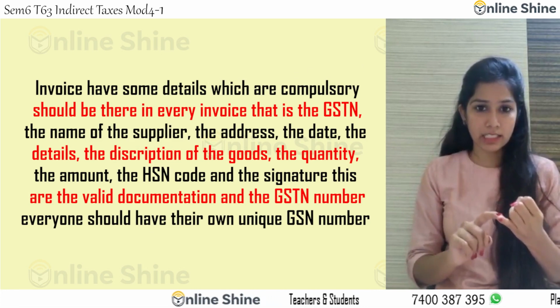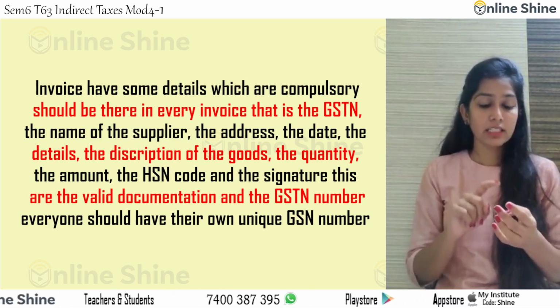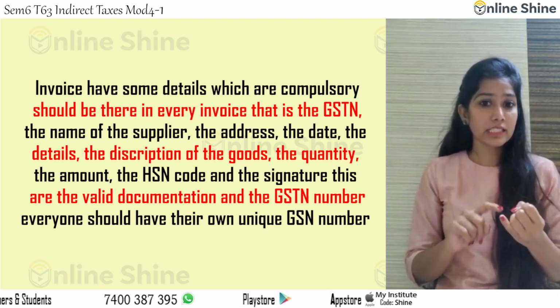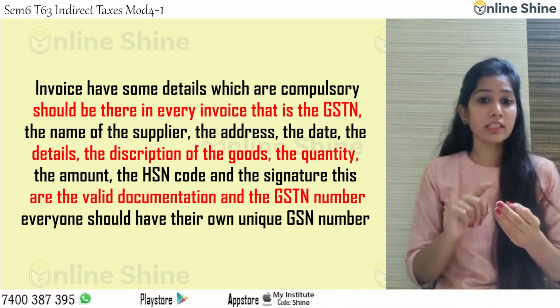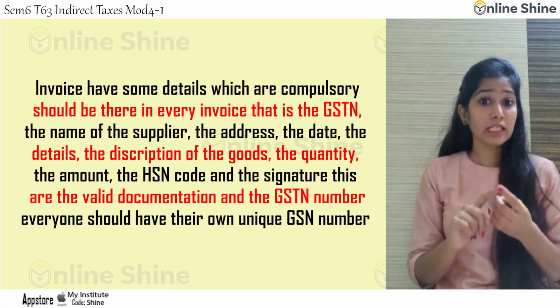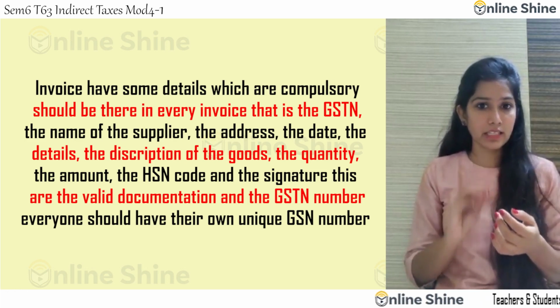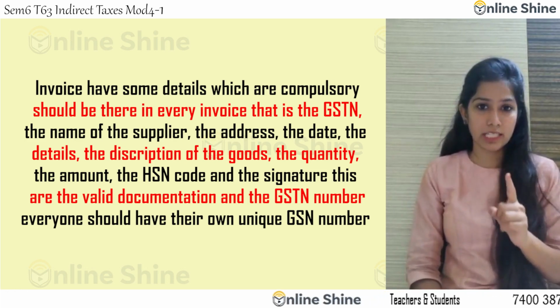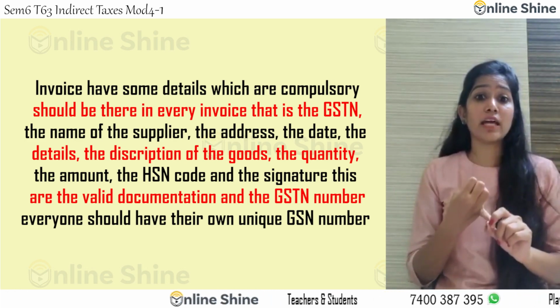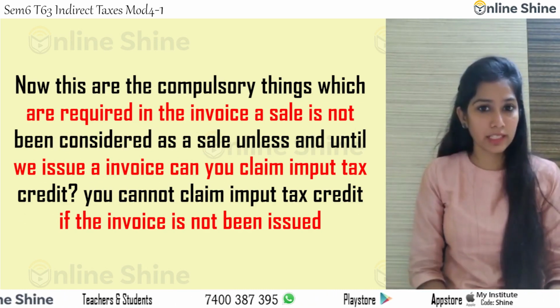That is the GSTN number, the name of the supplier, the address, the date, the details, the description of the goods, the quantity, the amount, the HSN code, and the signature. These are the valid details. Every invoice should have your GSTN number, and every invoice should have its own unique number. These are the compulsory things required in an invoice.